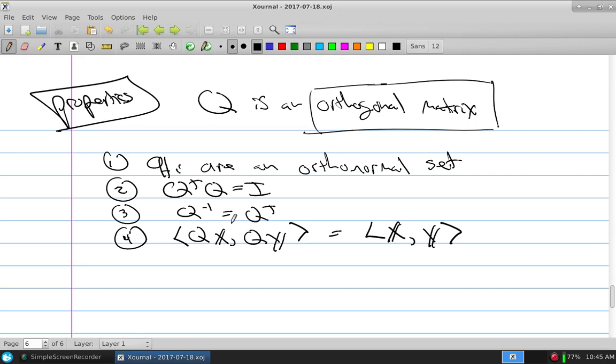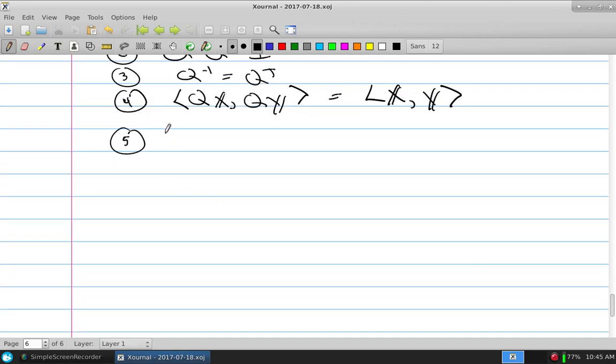So that tells you that angles and lengths are preserved by orthogonal matrices. So if you multiply things by orthogonal, it's a linear transform. This linear transform will preserve lengths. It'll preserve angles.